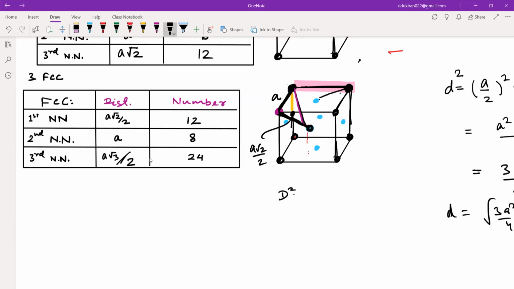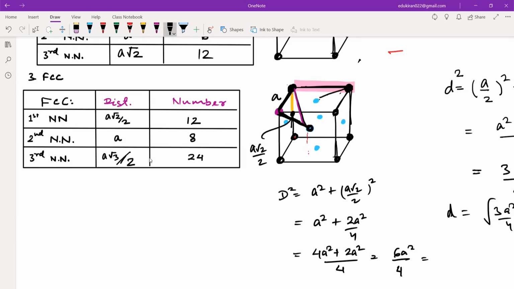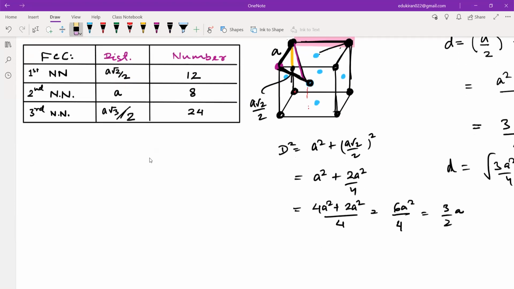So the distance d squared will be equal to a square plus (a root 2 by 2) whole square, which is a square plus 2a square by 4, which equals 4a square plus 2a square by 4, which equals 6a square by 4, which is 3 by 2 a square. So d will be equal to the root of 3 by 2 a square. From here a will come out of the root, and you will get a root 3 by root 2.